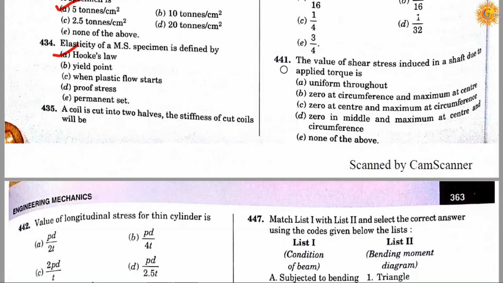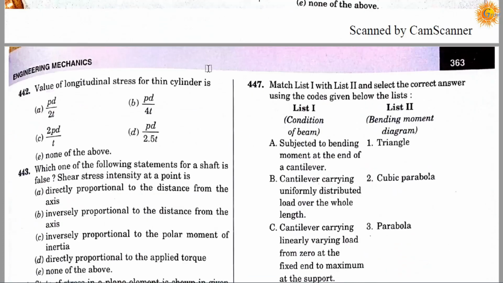Question number 441. The value of shear stress induced in a shaft due to applied torque is option A uniform throughout, option B 0 at circumference and maximum at center, option C 0 at center and maximum at circumference, option D 0 in middle and maximum at center and circumference, option E is none of the above. Correct answer C, 0 at the center and maximum at circumference.